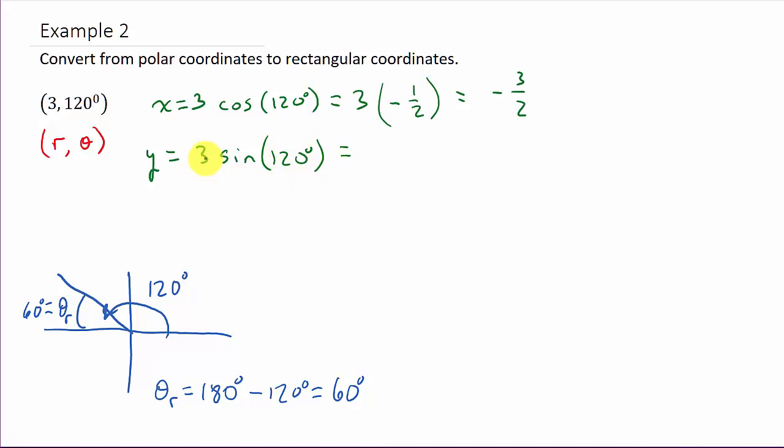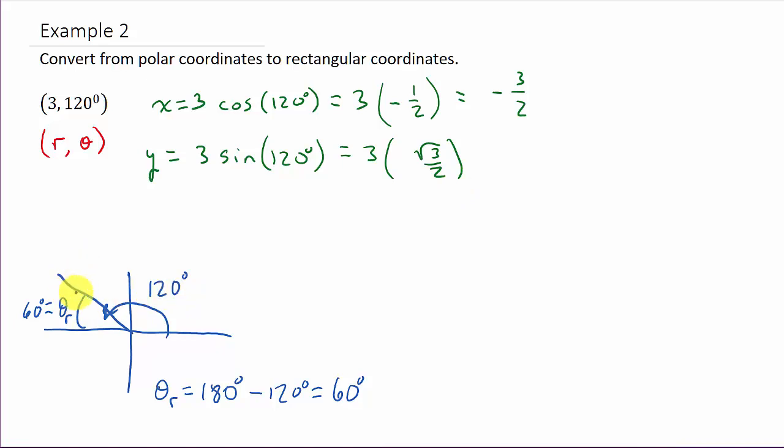And so this is going to be 3 times, and then to find the sine of 120, I can find the sine of 60, and the sine of 60 is square root of 3 over 2. Okay, I'm in the second quadrant, all students.